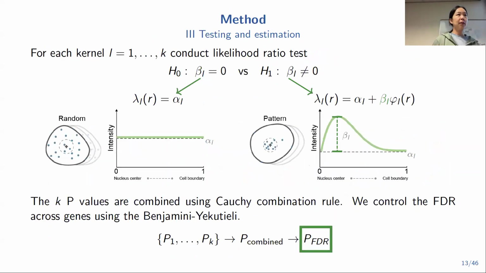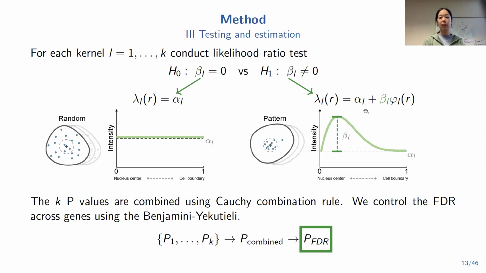And the next step is, remember, our goal is we want to know if this gene has a pattern or not. This corresponds to hypothesis testing, right? Under the current model fitting setup, it's pretty straightforward. We're basically testing if beta is 0 or not. Because if beta is 0, then lambda becomes this alpha, which is constant, corresponding to a random pattern because there's no variation.